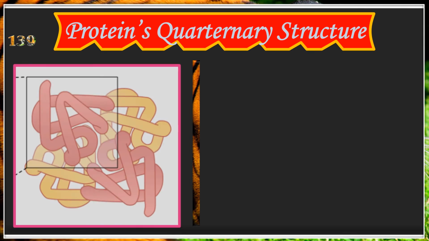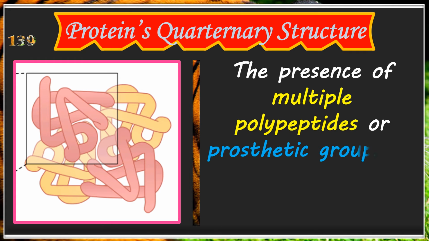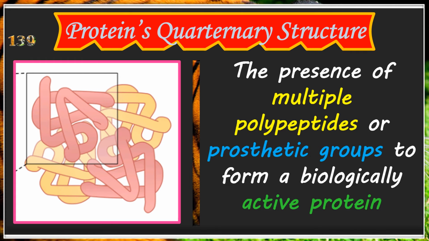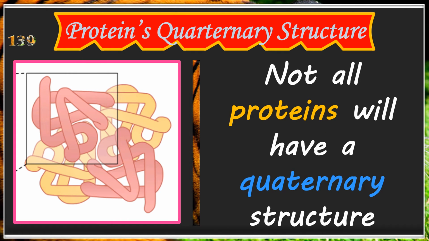Let's now look at the protein's quaternary structure, the one that you are seeing on your right. The presence of multiple polypeptides or prosthetic groups to form a biologically active protein. Not all proteins will have a quaternary structure.